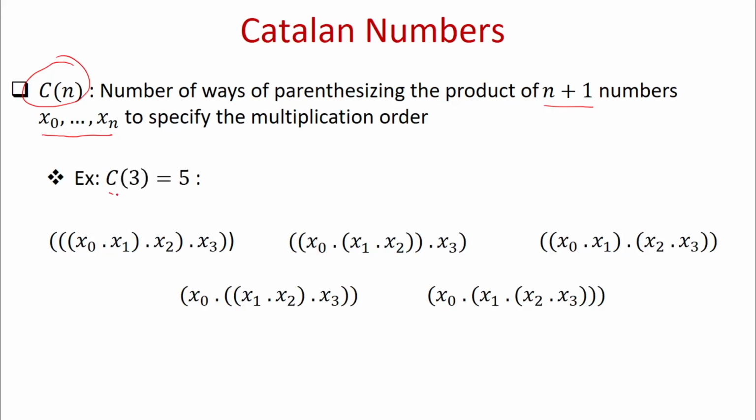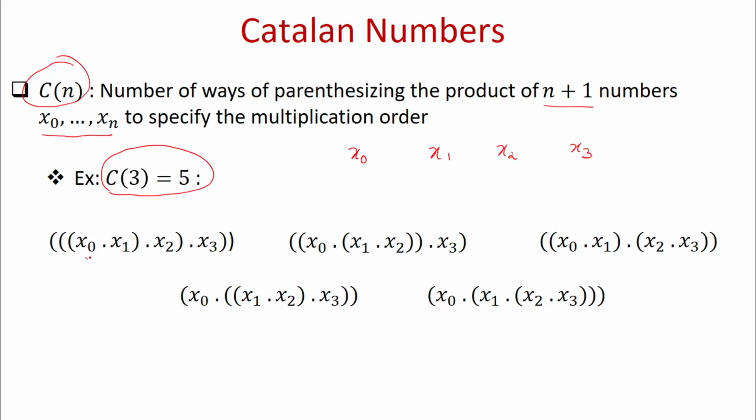So for instance, c of 3 is equal to 5 because c of 3 means I have four numbers. I stress here that if I am considering the problem instance where there are n plus 1 numbers, then the resultant number of ways of parenthesizing is c of n, not c of n plus 1. So I have the numbers x0, x1, x2, and x3, and these are the 5 ways of parenthesizing them to specify the multiplication order.